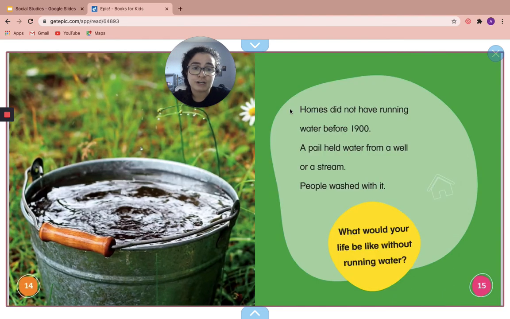Homes did not have running water before 1900. A pail held water from a well or a stream. People washed with it. What would your life be like without running water? If I didn't have running water, it would be really hard to brush my teeth. It would be really hard to take a shower. It would be really hard to do my laundry. It would be really hard to clean the dishes. All right, let's continue.